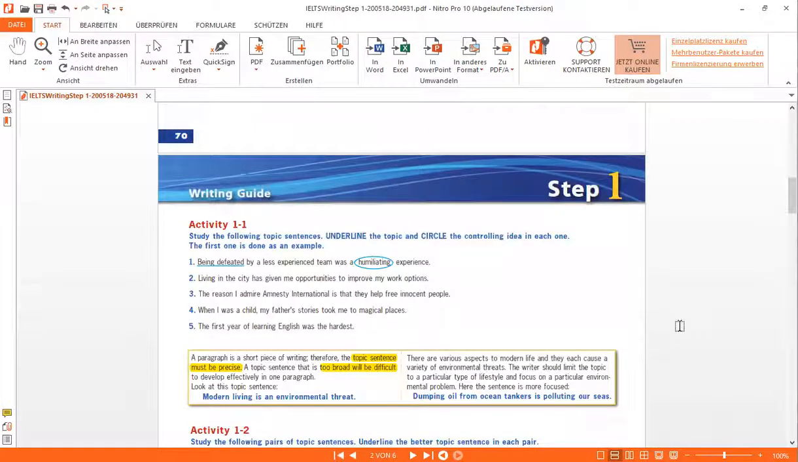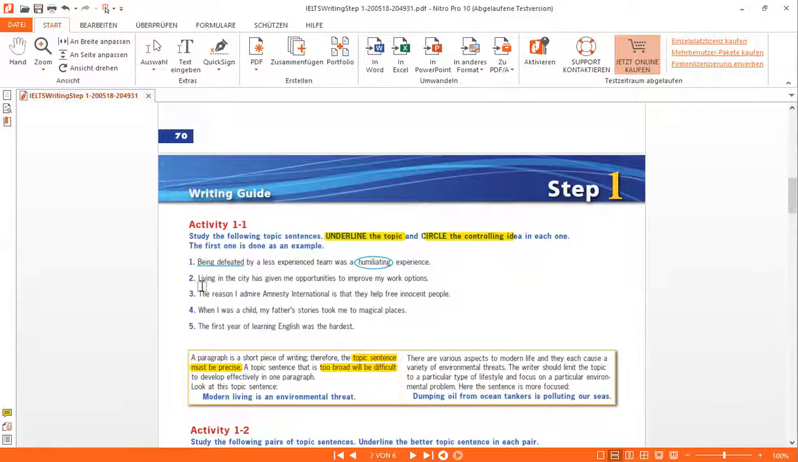Let's look at a few exercises for this. In activity 1.1, what we have to do is underline the topic, and then circle the controlling idea, just like in the example. So the example says, being defeated by a less experienced team was a humiliating experience. The topic is about defeat, all right, Niederlage. And the controlling idea, what the writer thinks about it, the judgment about this topic, is that it's a humiliating experience. So you circle that.